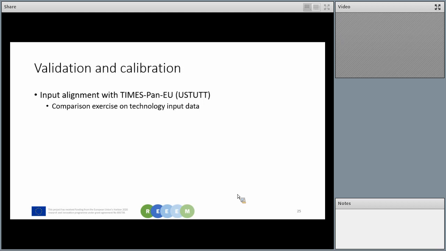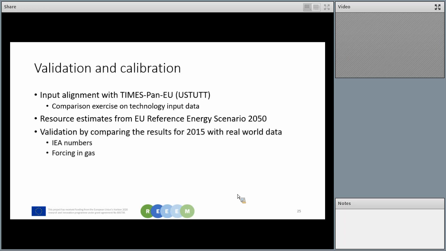Resource estimates used in OSeMBE follow the EU reference energy scenario for 2050. Afterwards, when the model was running, we did a calibration round comparing the results for the first 3 years, 2015 to 2018, where we already have statistical data with the actual numbers by the IEA. This indicated that the model is actually not using as much gas as is used in reality.